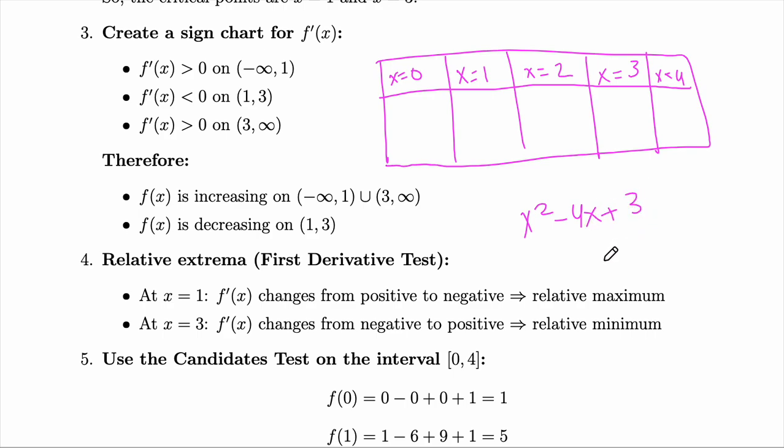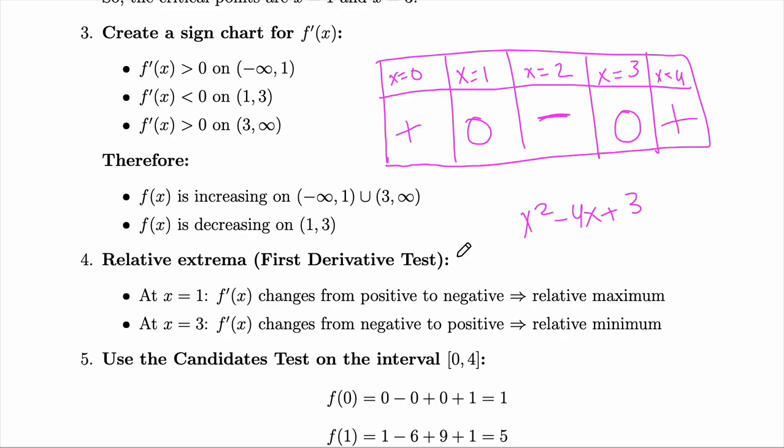And then I'm going to go ahead and plug in these values, and I'm just going to have to say whether it's positive or negative when I plug it in. So when I plug in 0, I get 3, which is a positive value. When I plug in my critical points, we already know it's going to be 0, so I can just automatically fill those in. When I plug in 2 here, I end up getting 4 minus 8 plus 3, so that's a negative value. And then when x equals 4, when I plug that in, I get 3, which is a positive value. So what does that tell me?